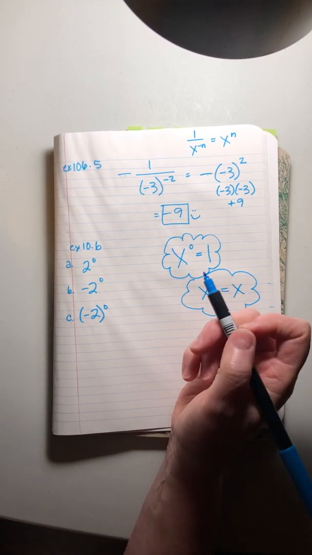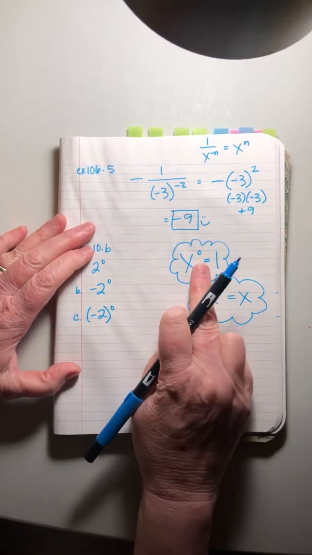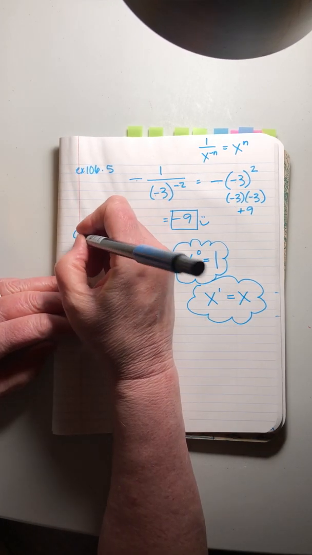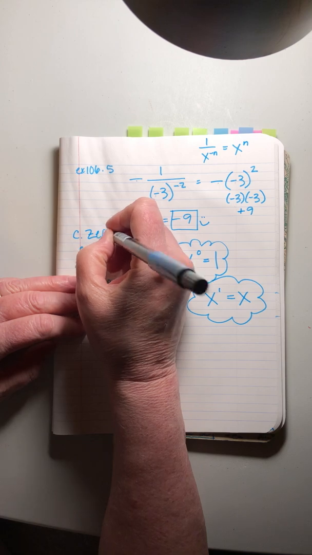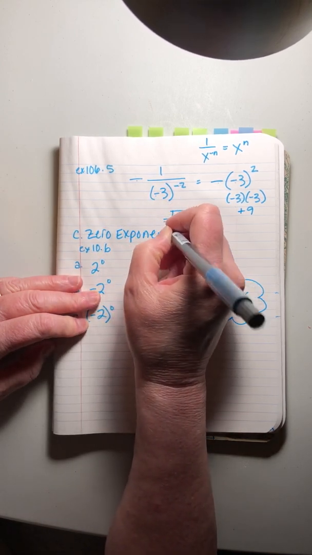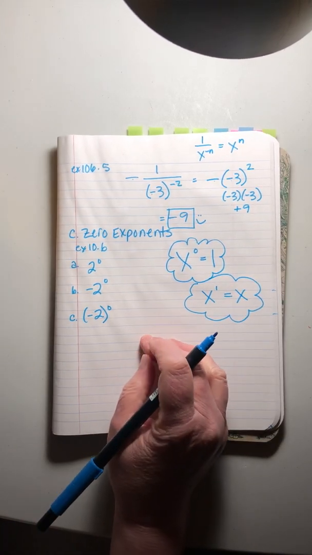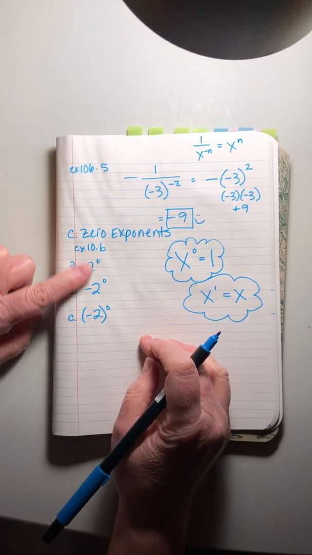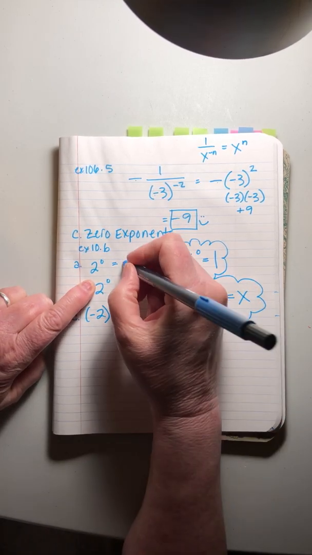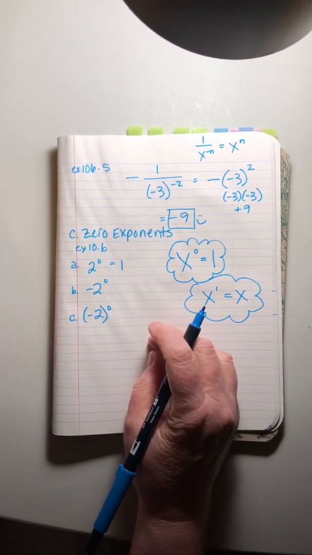Okay, so here we're just practicing using this 0 exponent clause, and this is part C, 0 exponents. Let me just write that for organization's sake. All right, so let's try it in this scenario. Okay, 2 to the 0 power. Well, that looks just like that. That's 1. Negative 2 to the 0 power.